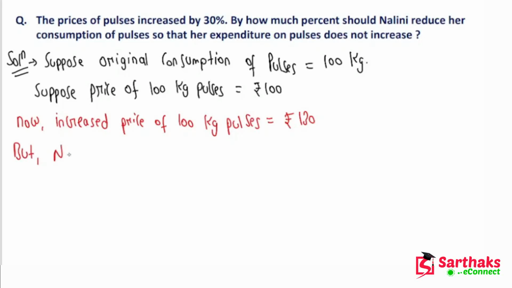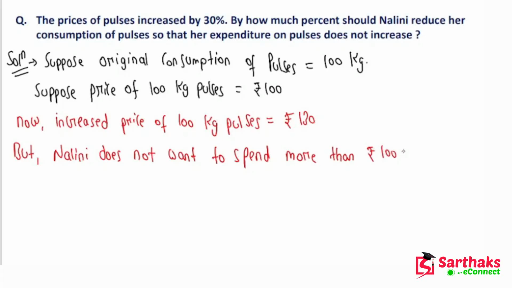The question specifically says that Nalini does not want to spend more than rupees 100. So you just have to calculate that after increasing the prices. See, obviously now 130 rupees will give you 100 kg. So you just have to calculate that now after the increased price, what 100 rupees will get you.